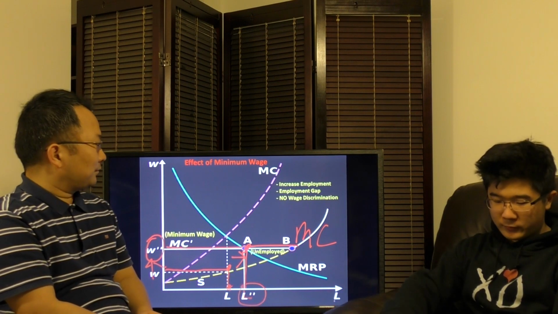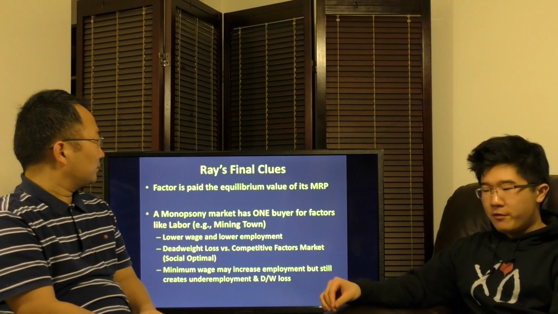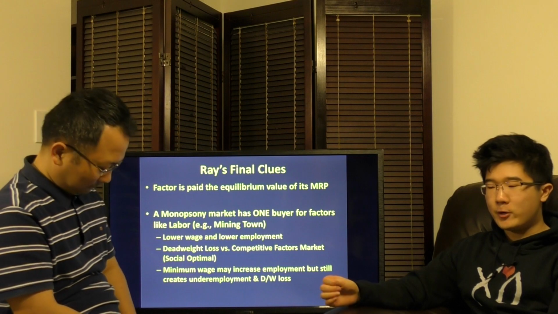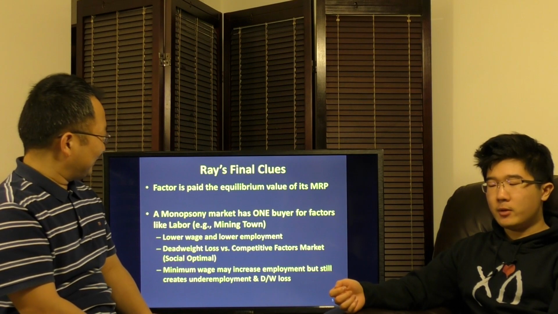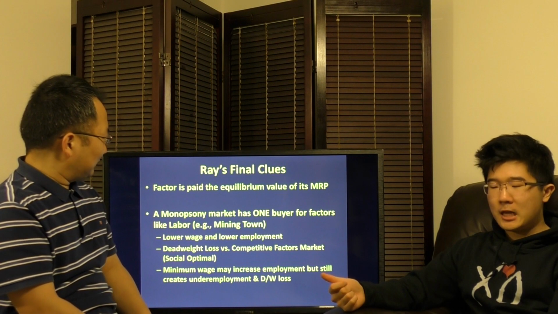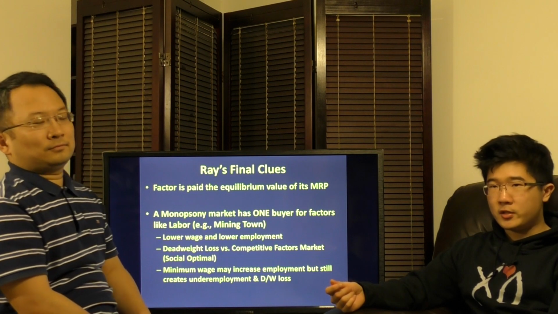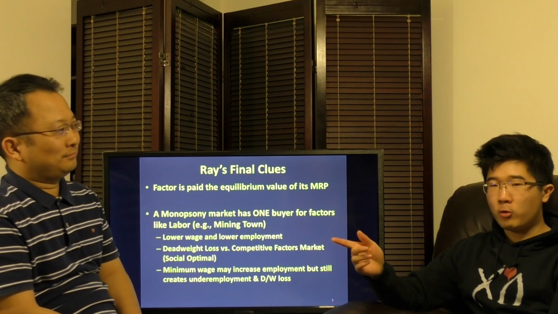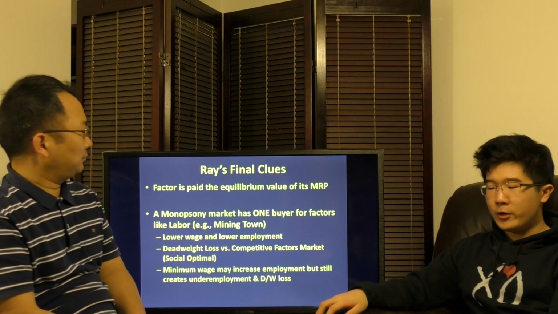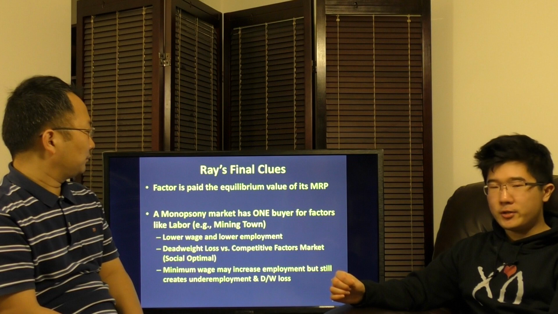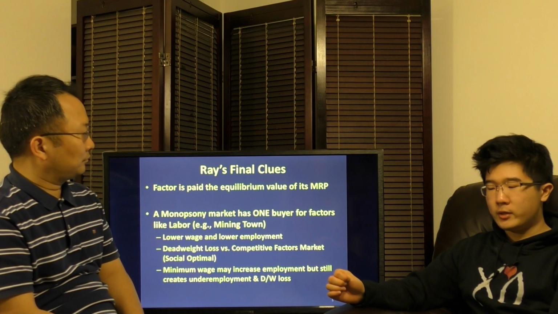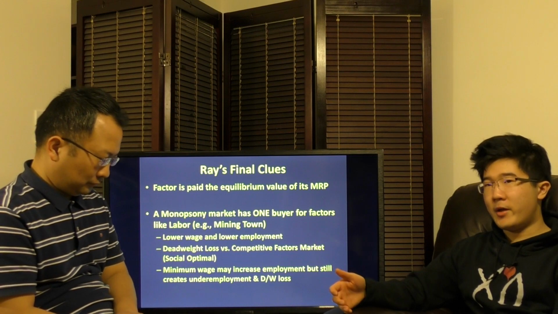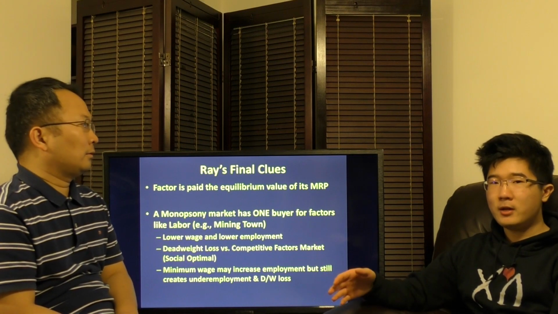So for our final clue today, a factor is paid the equilibrium value of its marginal revenue product. The factor we're talking about today is labor. In a monopsony market, where only one buyer of factors like labor exists, such as a mining town, for instance in West Virginia, where many coal miners have only one employer, there are lower wages and lower employment. There is deadweight loss as a result, compared to a perfectly competitive factor market, which is analogous to a perfectly competitive industry.